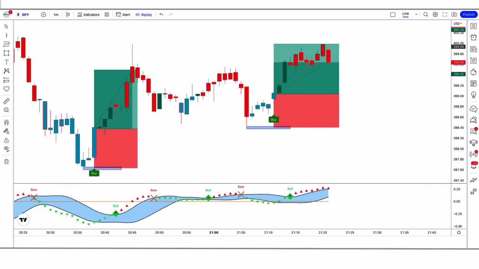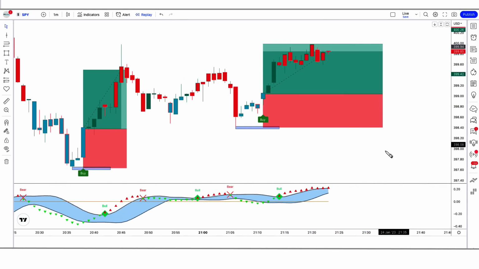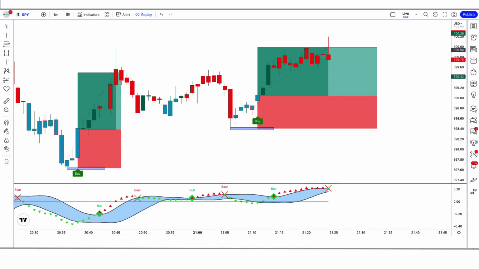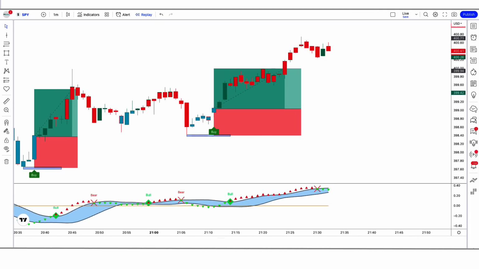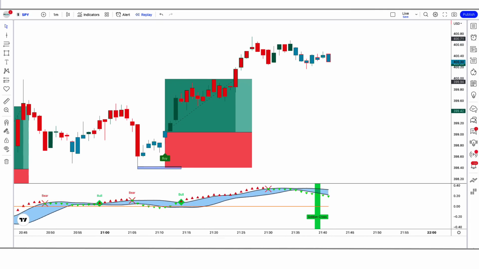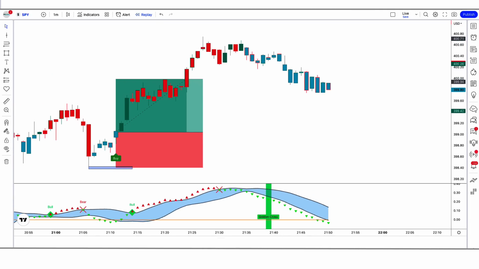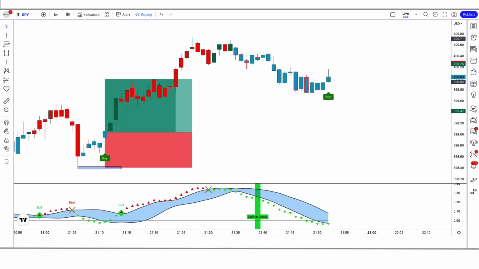Our trade is running in profit. We have won the trade. Let's find the next trade. We have got the signal.